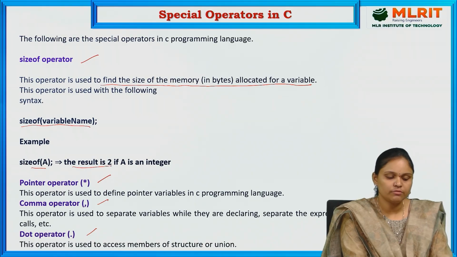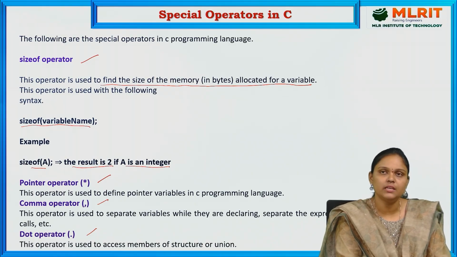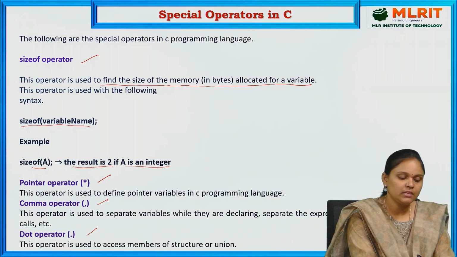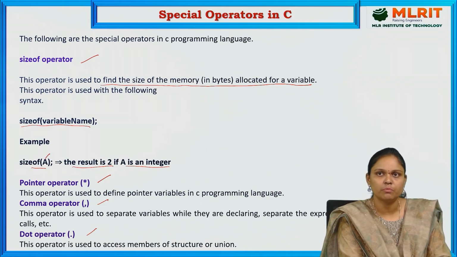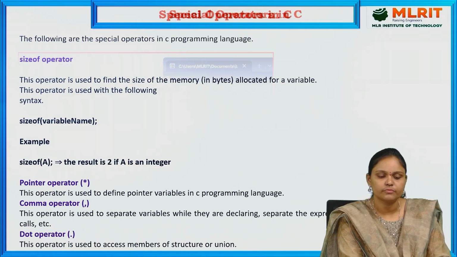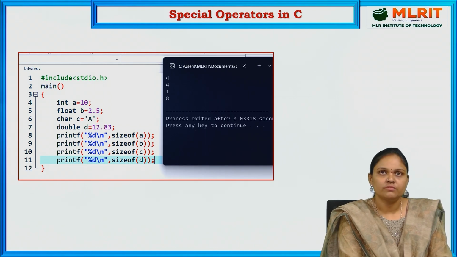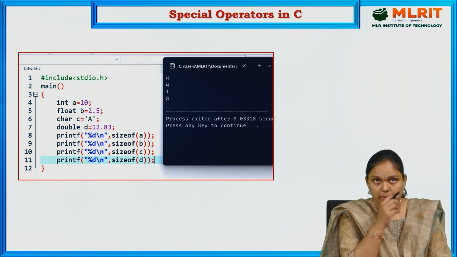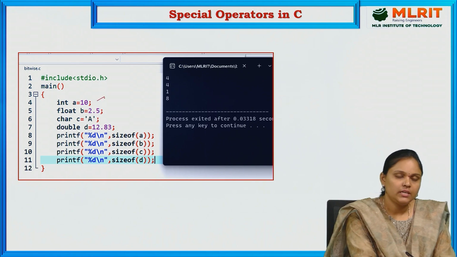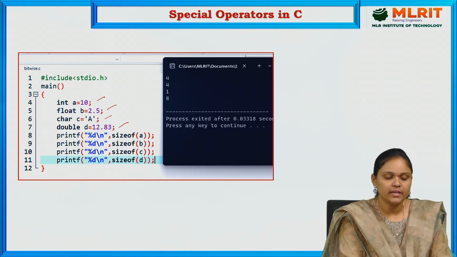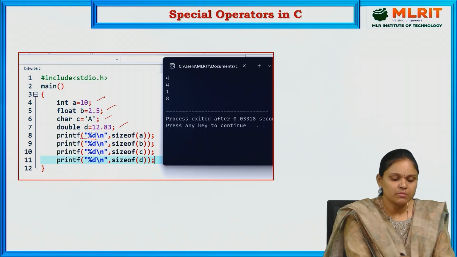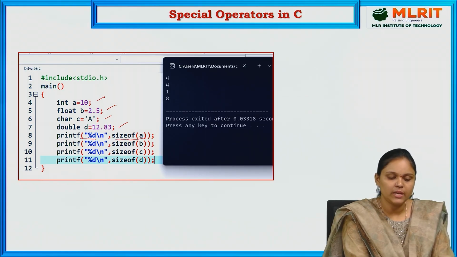The result of sizeof A is 2 if A is an integer. So if A is a variable of integer type, then we are telling that the size the integer data type occupies to store the value is 2. This is one of the example programs for the sizeof operator. Here we are taking int A equals 10, float B equals 2.5, char C equals 'A', and double D equals 12.85. And by using this printf statement, we are printing the size of A.